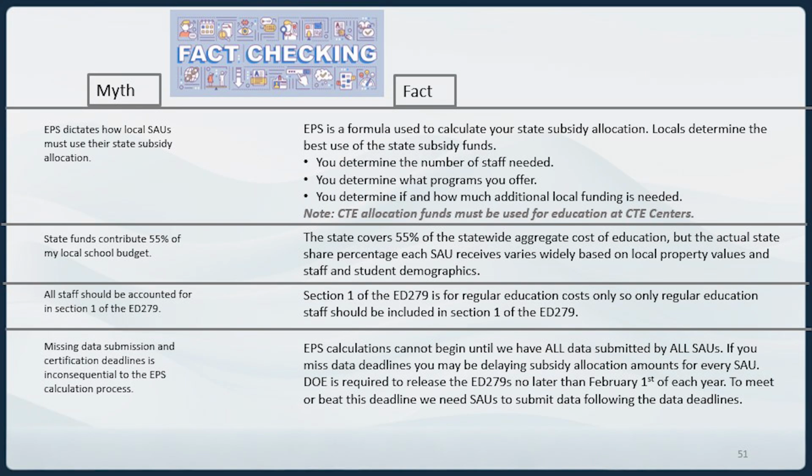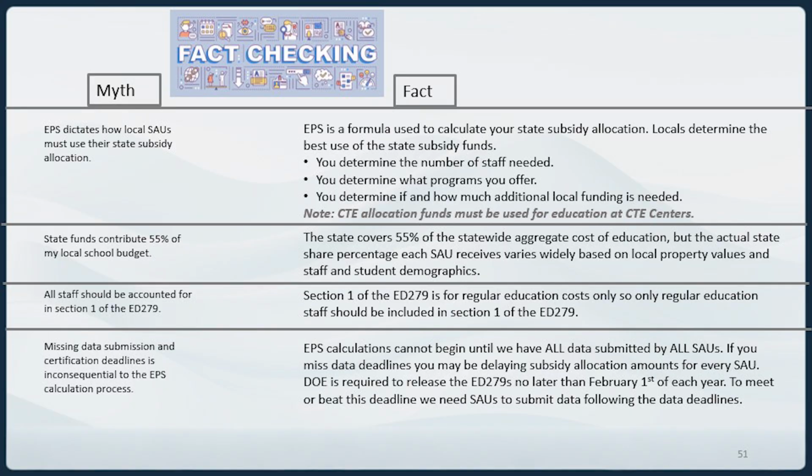So we're using your subsidy to pay a bill for you, and that is why those costs are removed. It is not a reduction in your subsidy. I'm going to finish up quickly with a couple of myths and facts. One we hear is that EPS dictates how locals spend their funds. Absolutely not true. EPS is a formula used to calculate your state subsidy, and in no way do we tell you how to spend those funds once you receive them. As Ida said, the only exception is that CTE allocation must be used for CTE.